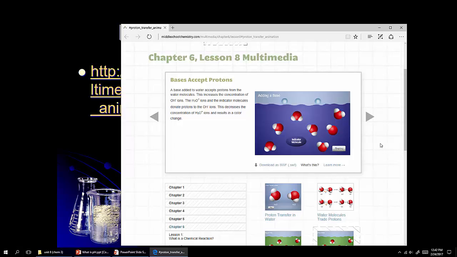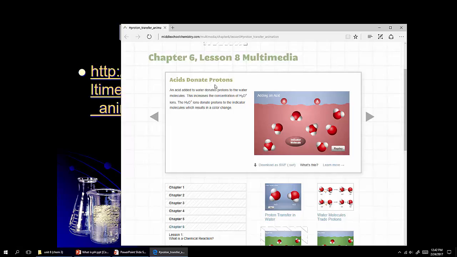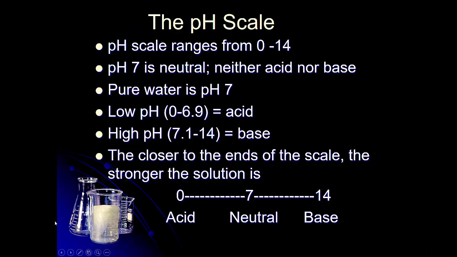So when we're talking about acids and bases, you have to remember that bases accept protons and that acids donate protons. Those are the two important things about this. Again, acids donate protons and bases accept protons. On a pH scale, we have a scale that ranges from 0 to 14. pH 7 is neutral. It is neither a base nor an acid. If you have low pH, you have an acid, so anything from 0 to 6.9 is acidic. If you have a high pH, it is a base, so anything from 7.1 to 14 is a base.